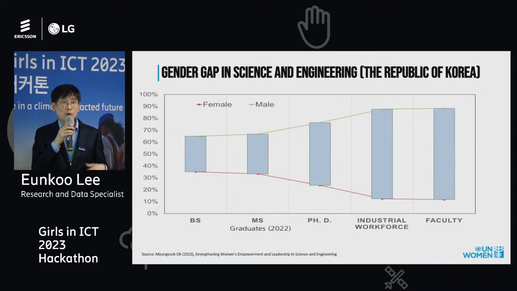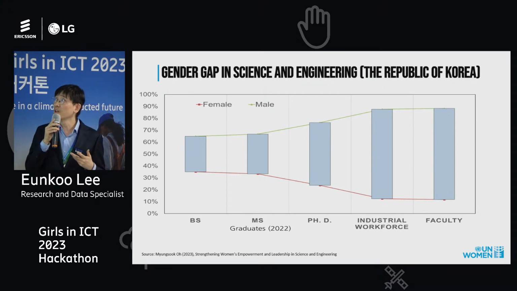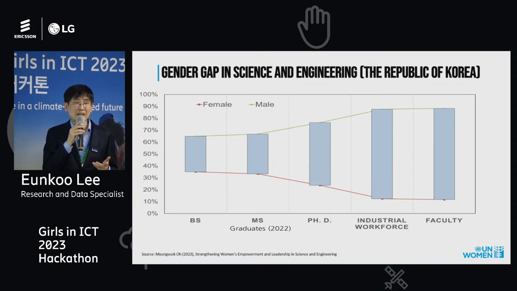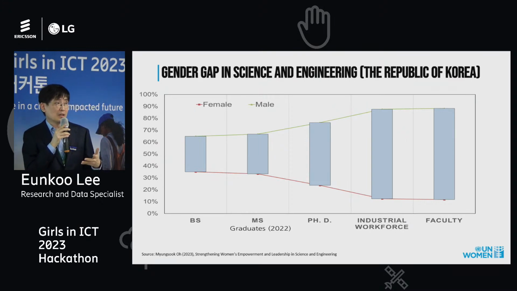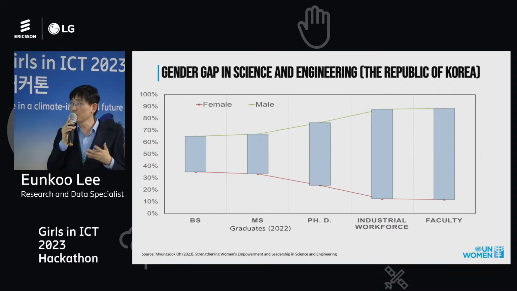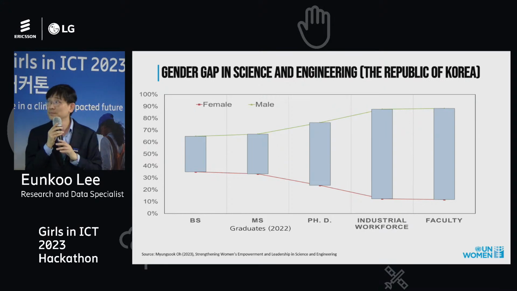So here at home in the Republic of Korea, as you can see on the screen, the gender gap in science and engineering is quite substantial. And what is more worrisome is that as you move up to the higher levels of education, the gap is widening. And you can also see a much bigger gap in the workforce and in the universities. So this is factual information that we really have to address for gender equality here in Korea.